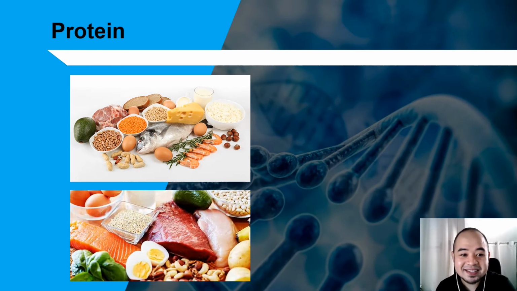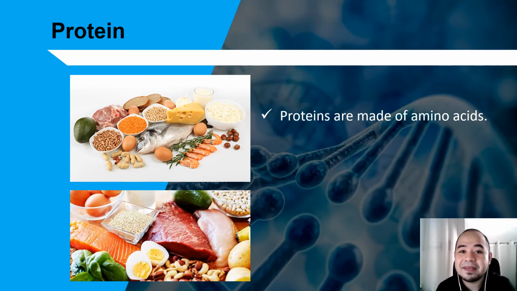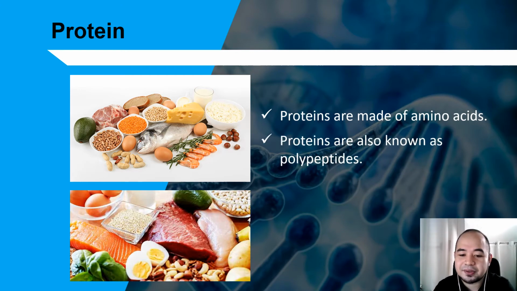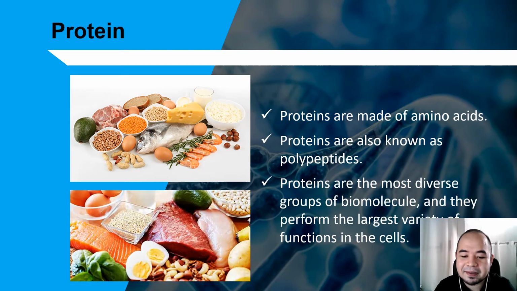Now, let us discuss another group of biomolecules. We have protein. Okay, so proteins are made of amino acids. Okay, proteins are also named as polypeptides. So, from that word pa lang makikita natin na polypeptide, that just means it's a polymer, okay? And ano yung umuulit-ulit? Peptides. So, you can say that amino acid, okay, is also termed as peptide. Okay, so yan, proteins are also known as polypeptides.